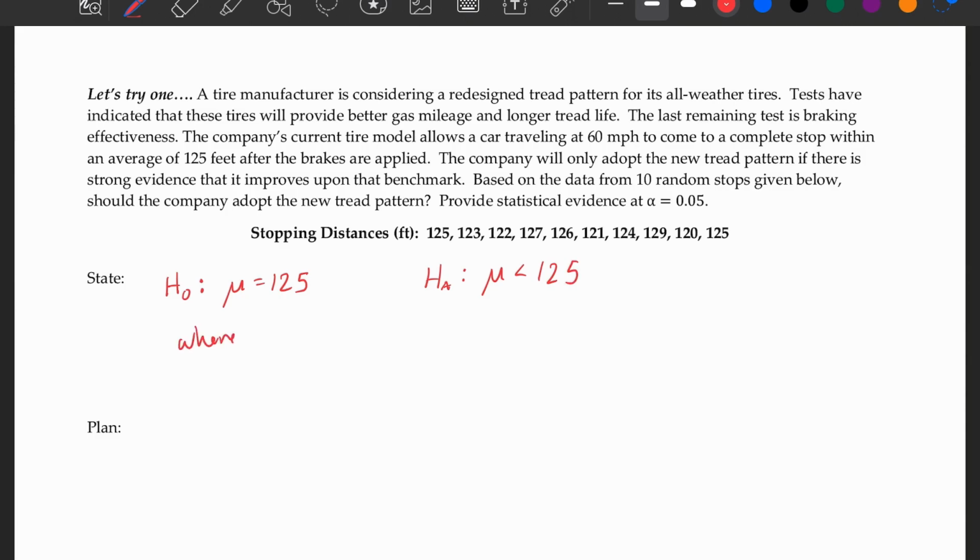And to define it, this is where mu is the mean stopping distance for the new tires.